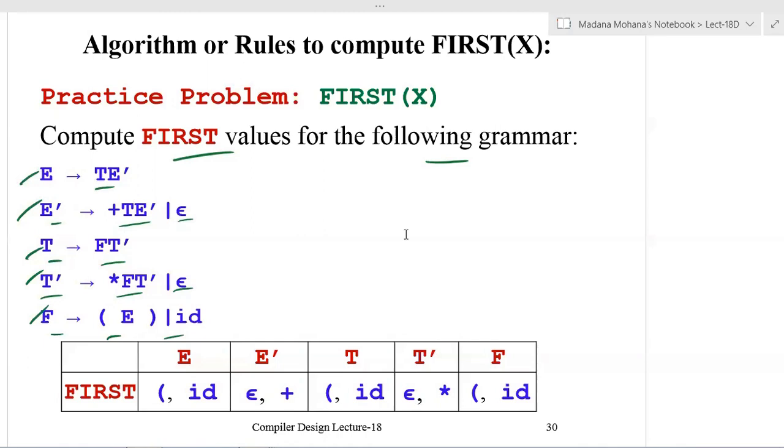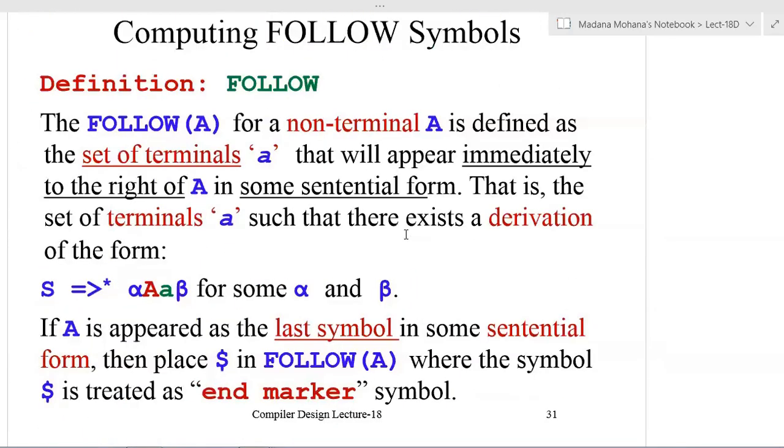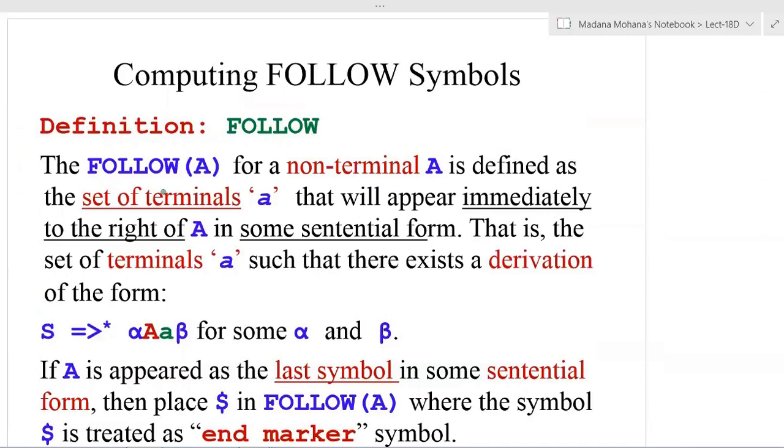So now let us move to follow value. Next one. Let us see the definition of follow. So follow of A for a non-terminal A. Now here we are considering capital A as the non-terminal. It is defined as a set of terminals. So again, capital A follow value is nothing but the set of terminals that will appear immediately to the right of A. That means in the derivation, wherever variable A is there, if a terminal occurs immediately on the right side of A, then that is called follow of A.